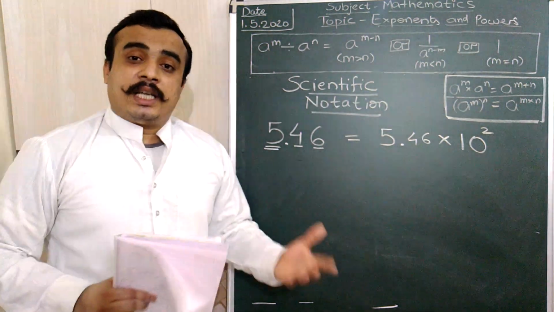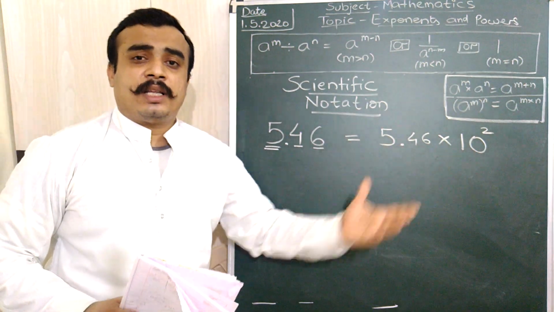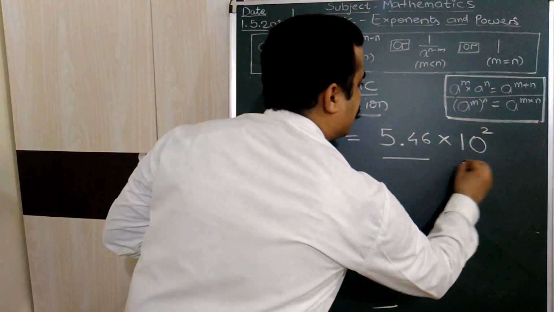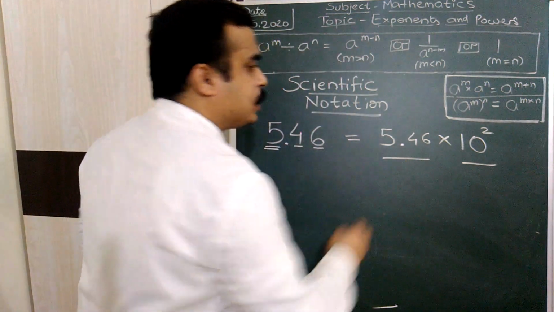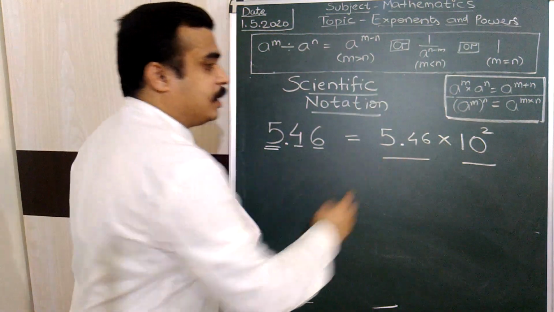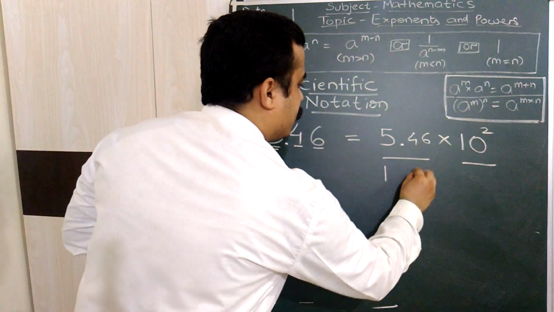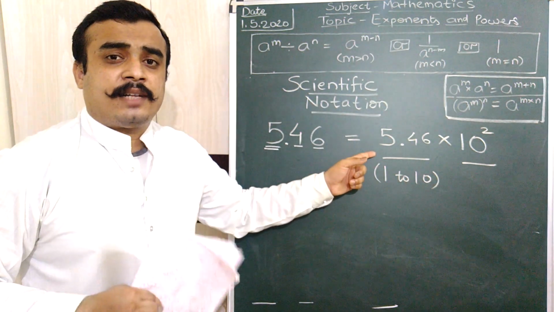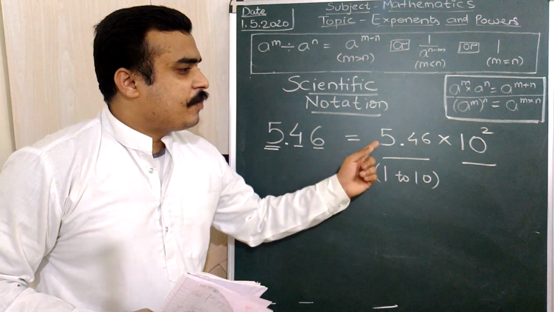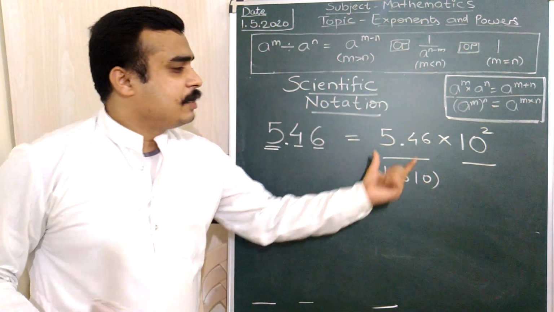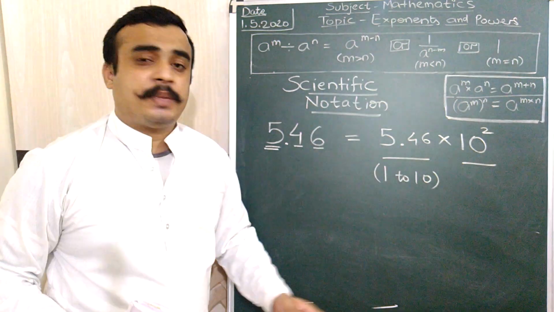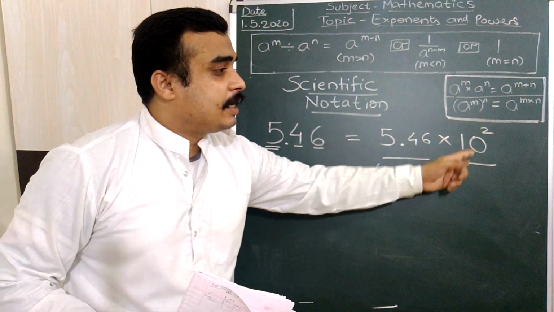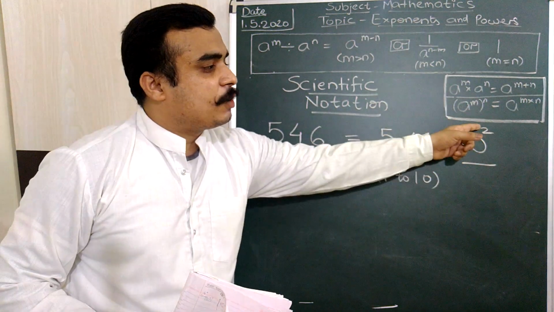Now, we have to check whether the scientific notation is right or wrong. For that, what we have to do? We have to apply some criteria. So here we have 2 parts, first part, second part. For the first part, we have to check whether this number is between 1 to 10. 5.46 comes between 1 and 10. So it is right. And for the second part, we must always mention 10 raised to the power. So here we have 10 raised to the power 2.